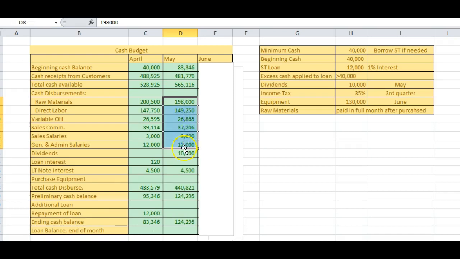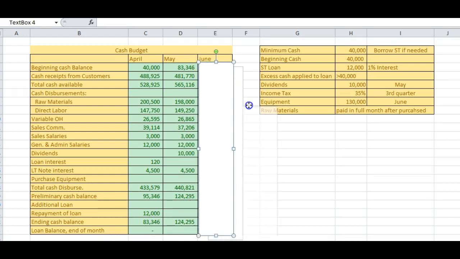And now I come to dividends. Well, if I find out I'm going to pay $10,000 in dividends, there's no loan interest because I paid it off, right? I still have the long-term note interest. This gives me total cash disbursements of $440, and I have a preliminary balance of $124,295. Not paying anything off, so that's my ending balance.